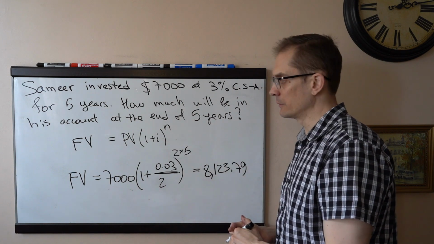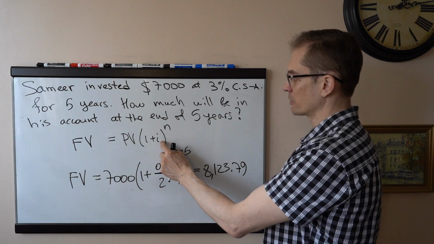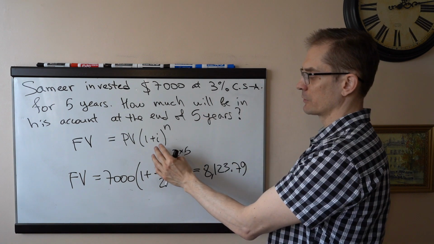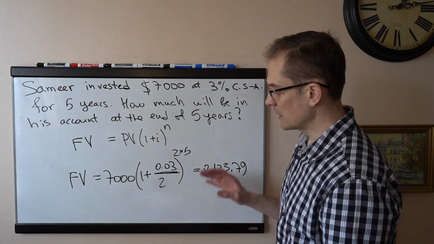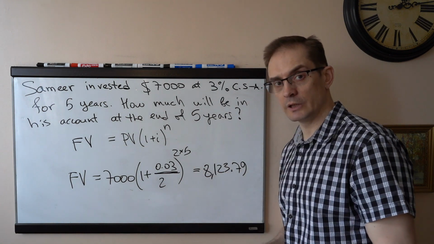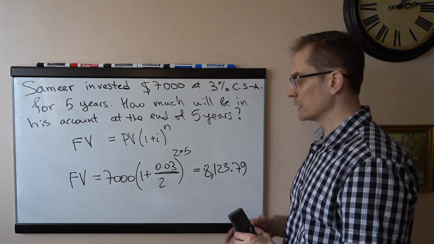Okay, so as you can see, it's very easy to use this formula as long as you understand what's actually happening here, right? You need to find i. Remember that it's the periodic rate, so you divide the nominal rate by the number of periods, and then you need to find n, which is the total number of periods. If you find that properly, there shouldn't be any issue to find the future value.